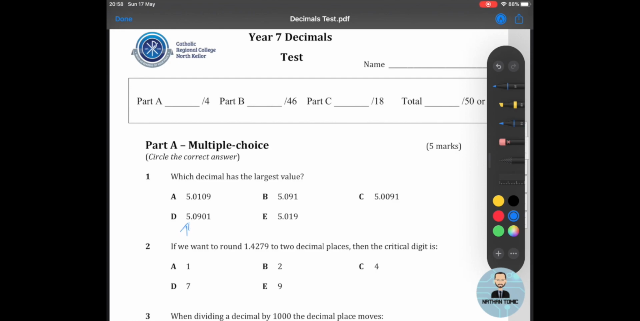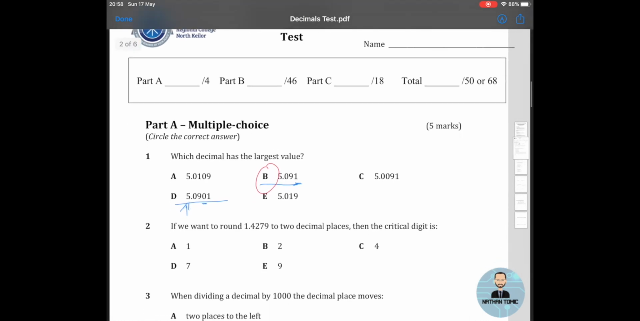At the moment, our two biggest numbers are either B or D, because they've both got 5.09 to begin with. So now we have to go to the third decimal place. In B that decimal place is a 1, and in D it is a 0, which means that B is our largest number, so that should have been our answer.